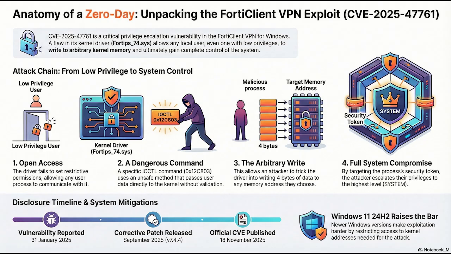Now that we know how the attacker got in the door, let's talk about the specific command, the IOCTL, that caused the failure. We're looking at IOCTL code 0x2C803. And the reason it's so dangerous isn't just the code itself, but the method it uses for data transfer. It uses method neither, which our listeners might know is widely seen as the most dangerous way to handle data exchange in the Windows kernel. Can you break that down for us? Why does method neither carry such a high risk?